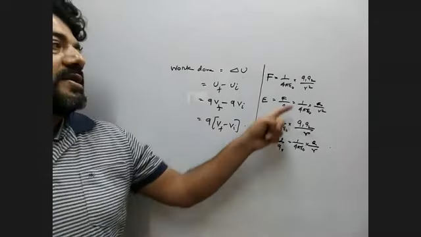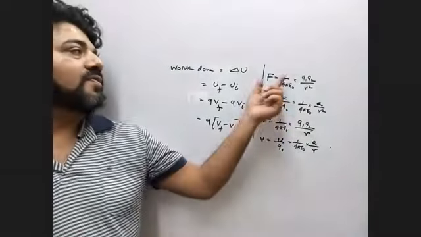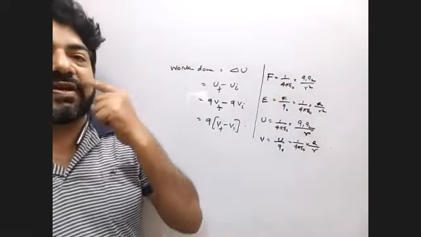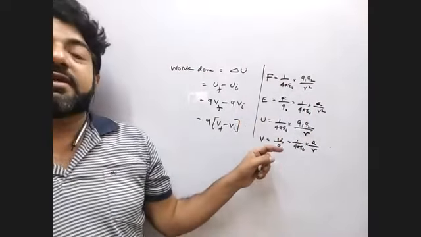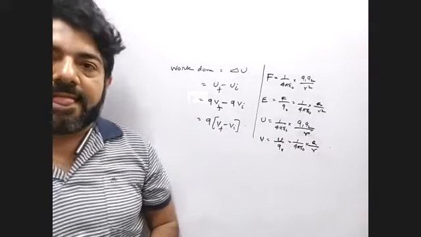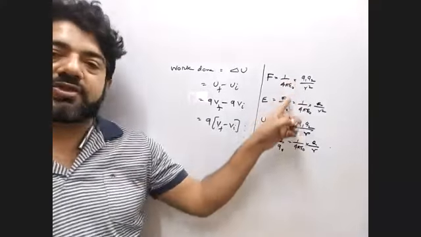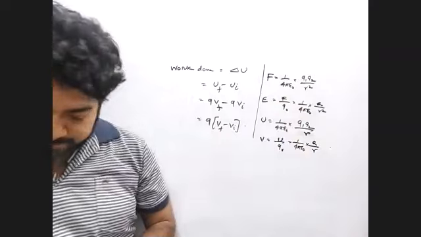These two are scalar quantities, these two are vector quantities. Force you get as charge into electric field. Potential energy you get as charge into potential. Is it okay? Right?